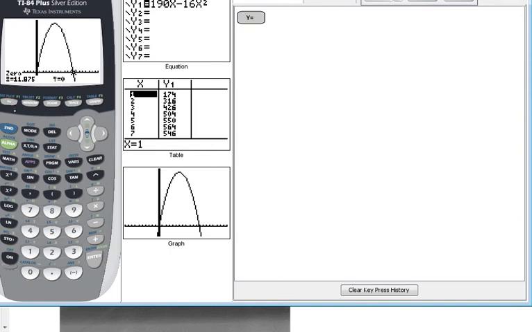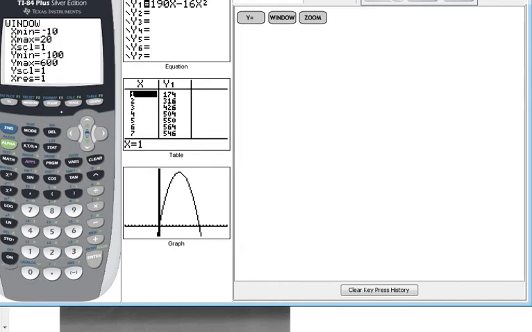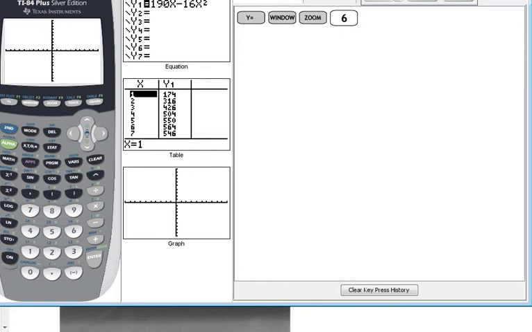So we had this in here. Before I start this, let's go back to our window. It's all kind of messed up from our last problem. If you press zoom 6, it goes right back to a -10, +10, -10, +10. And that's the most standard graph that we always have. So if you ever want to turn it back to that, just press zoom 6.